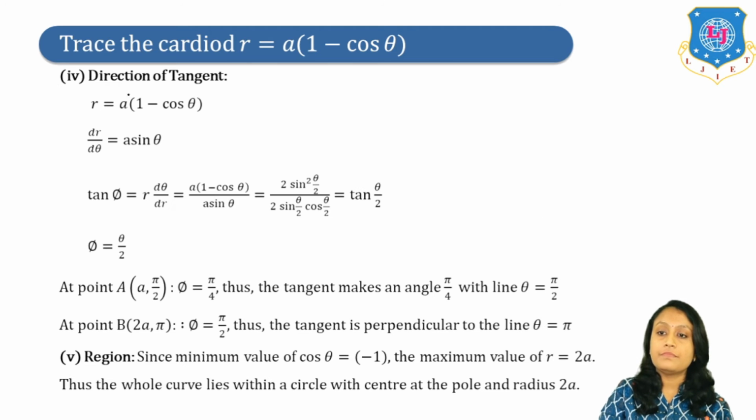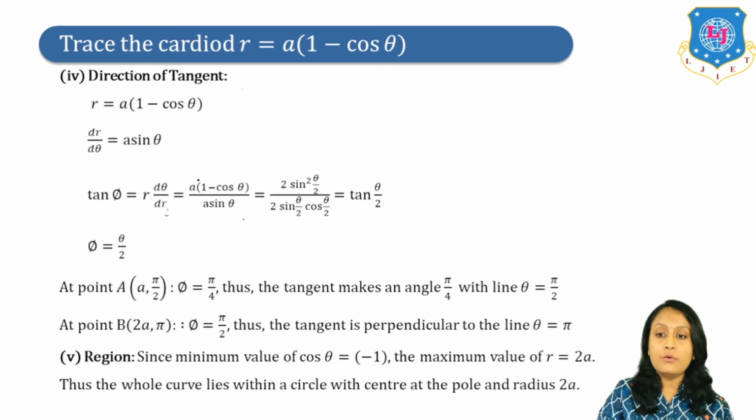Now the direction of the tangent. r = a(1 − cos θ) is given. Firstly we'll find dr/dθ. Differentiating r with respect to θ, what you get here is a sin θ. Now we have the formula tan φ = r dθ/dr. r is a(1 − cos θ), and dθ/dr will be 1/(a sin θ).